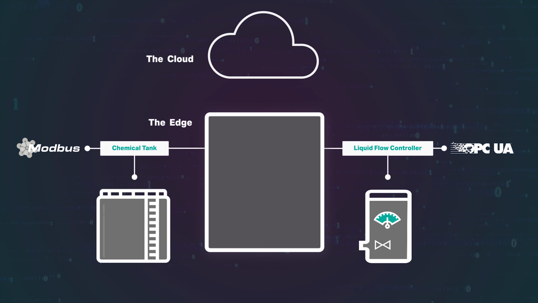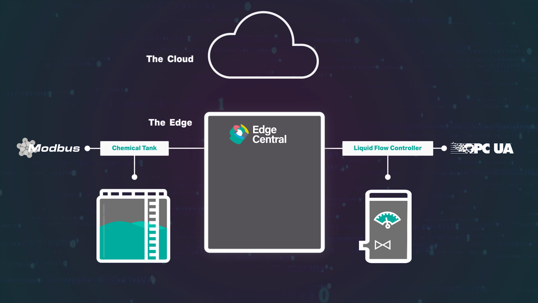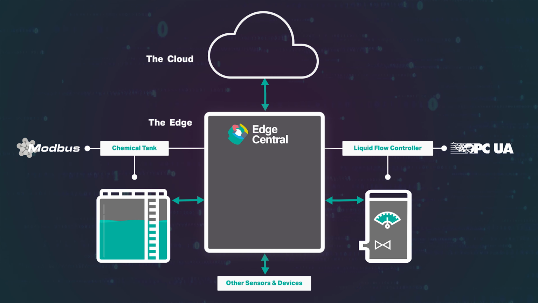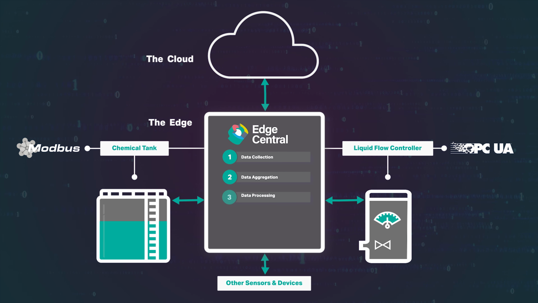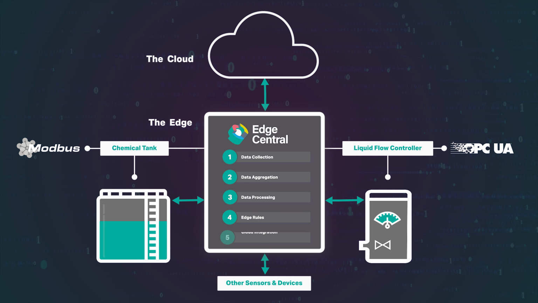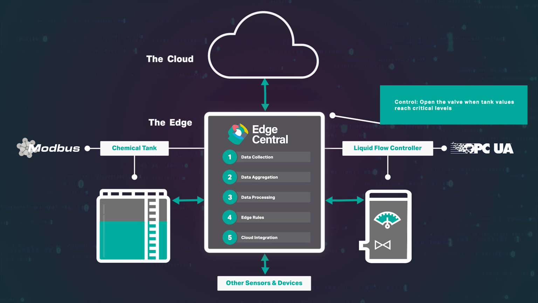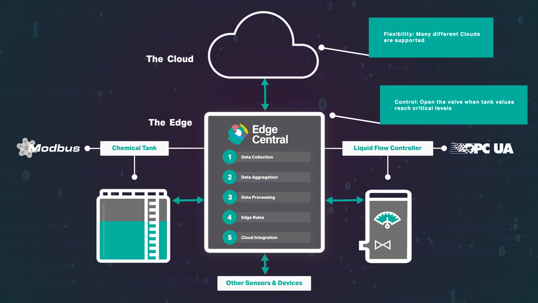Here you can see a more physical architecture. Edge Central is the software platform running at the edge, on-premise, usually on a gateway, industrial PC or server, and it's performing the previously mentioned tasks: data collection, aggregation, processing, and so on. We'll show how Edge Central does this, including how we can run edge rules to open the valve, for example, when the tank values go beyond the safe maximum. And we'll also show how to stream data to the cloud. Edge Central is open and vendor neutral, so we can integrate to many different clouds, but for this demo, we'll show streaming to HiveMQ.